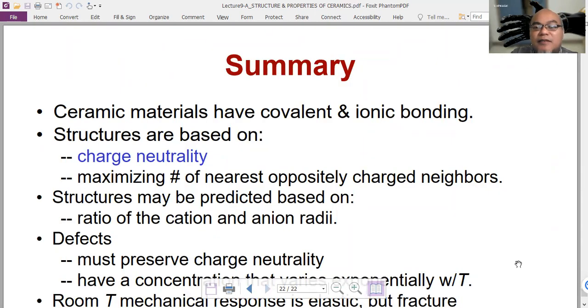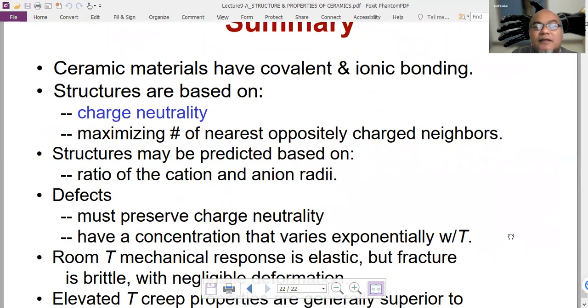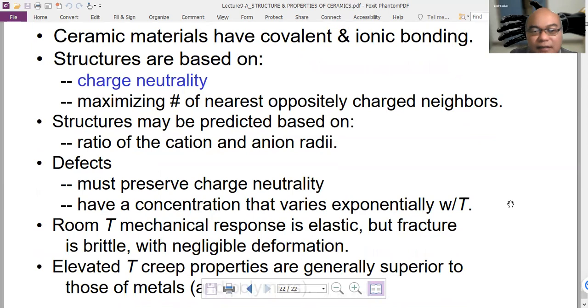So, summary: ceramic materials could have covalent and ionic bonding. The structures are based on charge neutrality and maximizing the number of nearest oppositely charged neighbors. The structure may be predicted based on the ratio of cation and anion radii, as we have discussed earlier. If the ratio is very small, meaning the cation is very small compared to the anion, then we will have the rock salt structure, sodium chloride. When they are almost similar, we could have the AX crystal structure. When there is a defect, the charge neutrality must be preserved. The concentration varies exponentially with temperature.